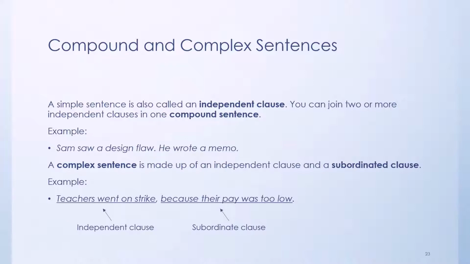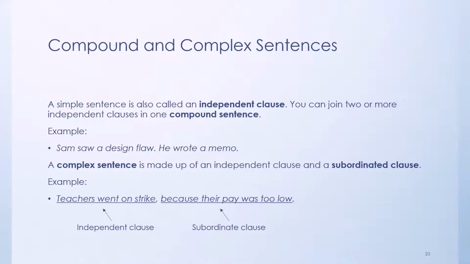Now, on the other hand, a complex sentence is made up of an independent clause and a subordinate clause. For example, the teachers went on a strike, comma, because their pay was too low. So a complex sentence is always made of an independent clause and a subordinate clause. What is a subordinate clause? A subordinate clause, my friends, is kind of incomplete. It needs the help of another sentence or clause in order to make sense.